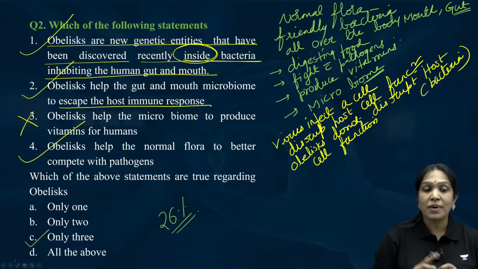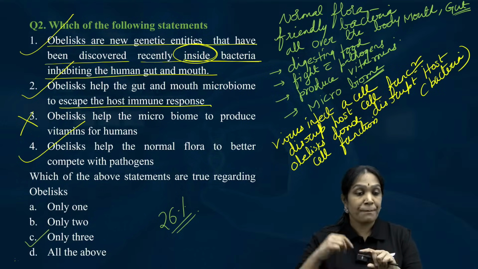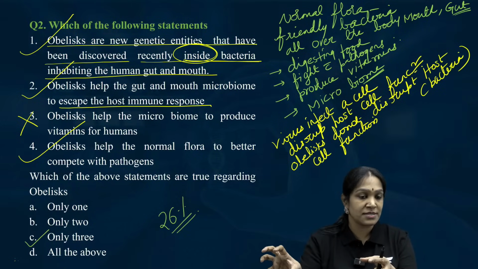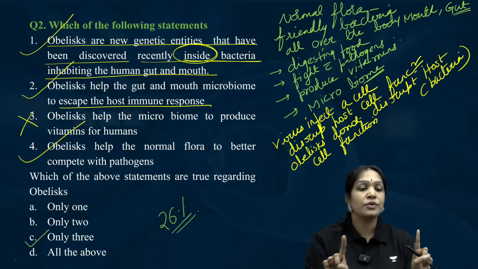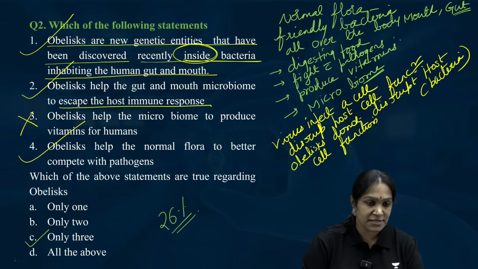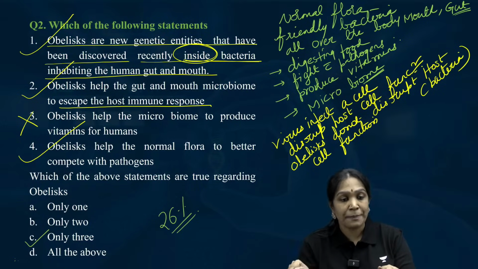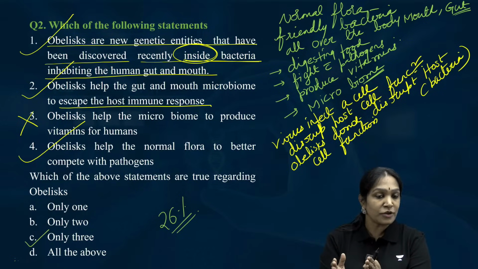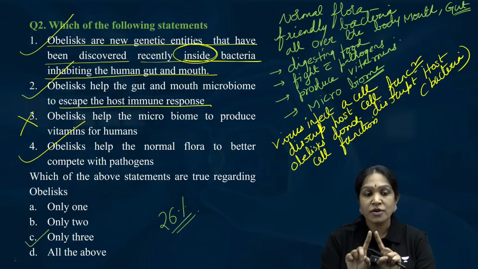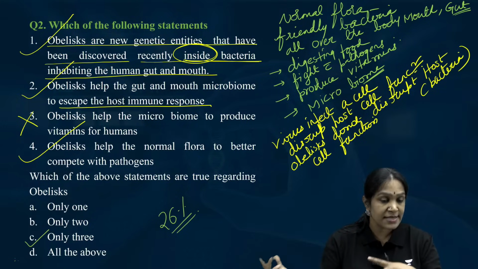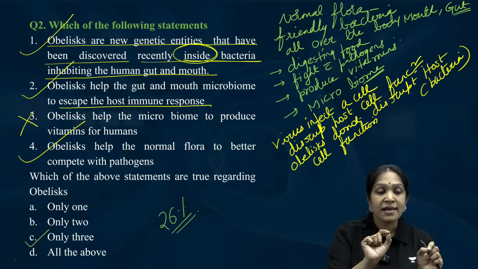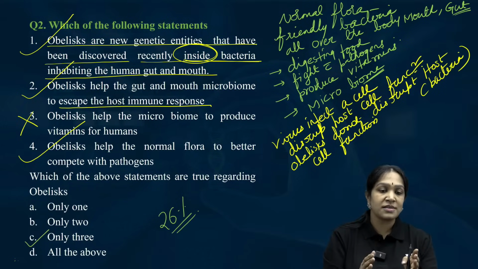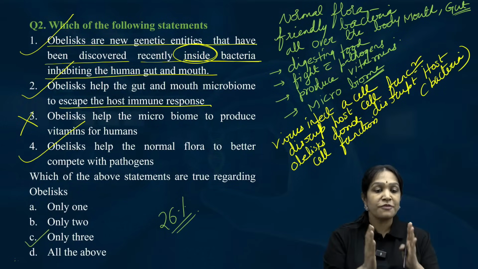Obelisks help the normal flora to better compete with the pathogens. Yes. Why? Because the pathogens will get destroyed by the immune system, but the friendly bacteria do not get destroyed by the immune system because obelisks are helping them. Obelisks help the friendly bacteria to fight the immune system, but they are not helping the pathogens. So therefore, the friendly bacteria can compete better with the pathogens. Pathogens are dying. The normal flora is not dying.